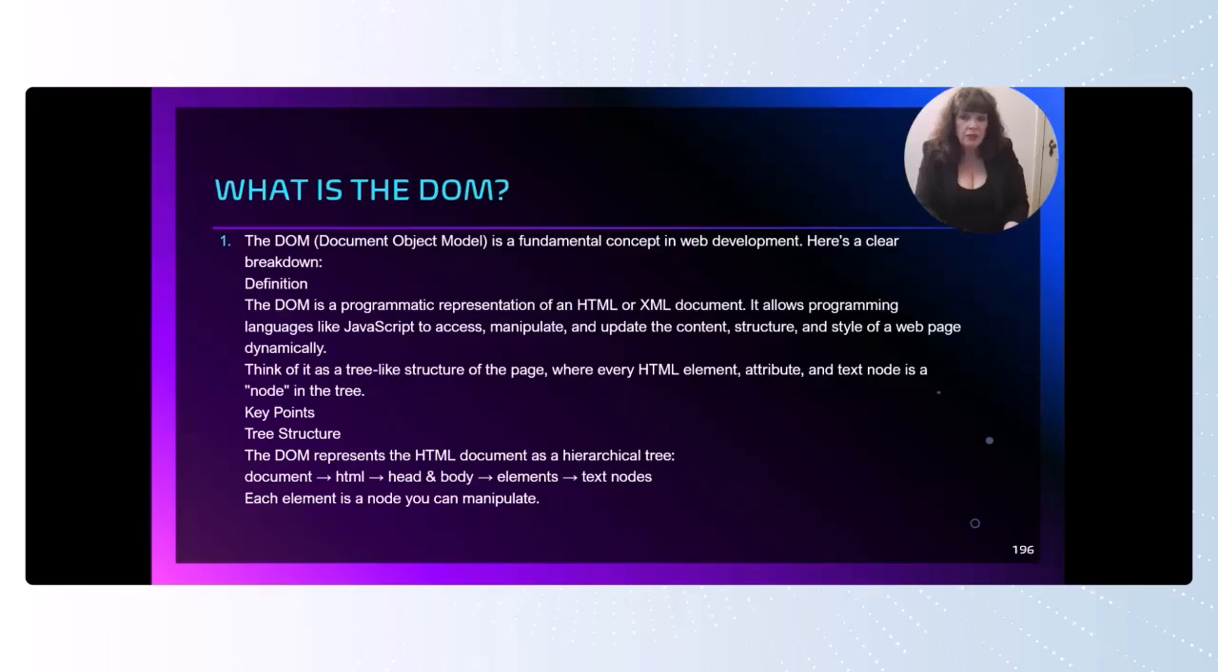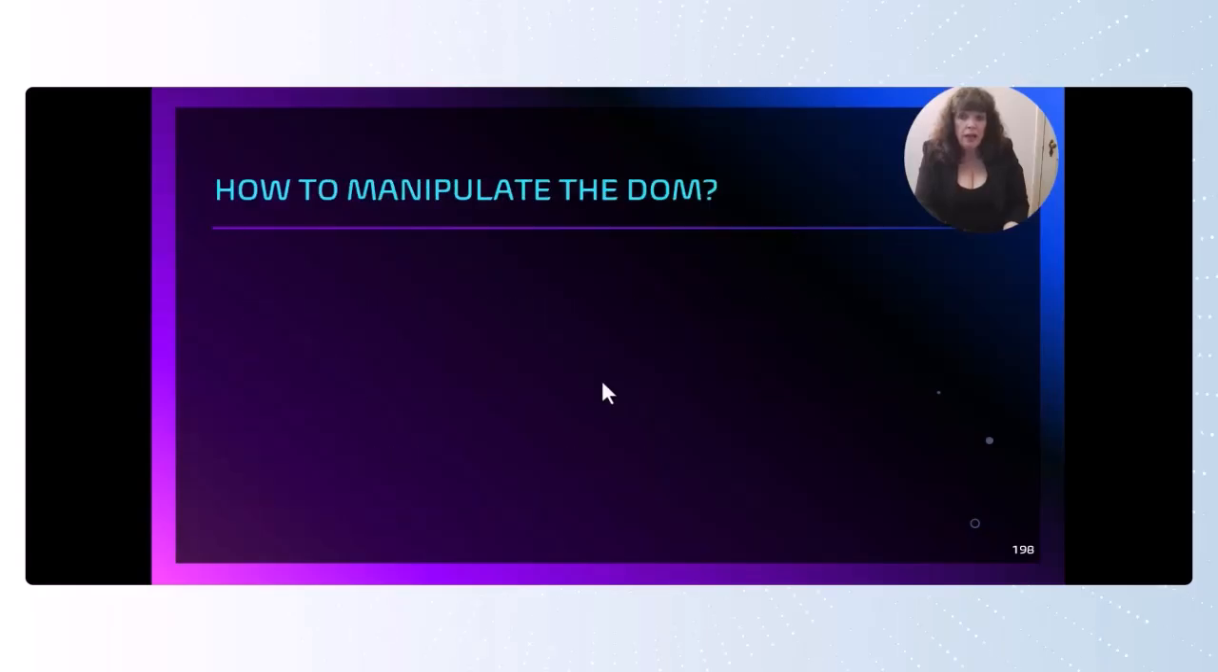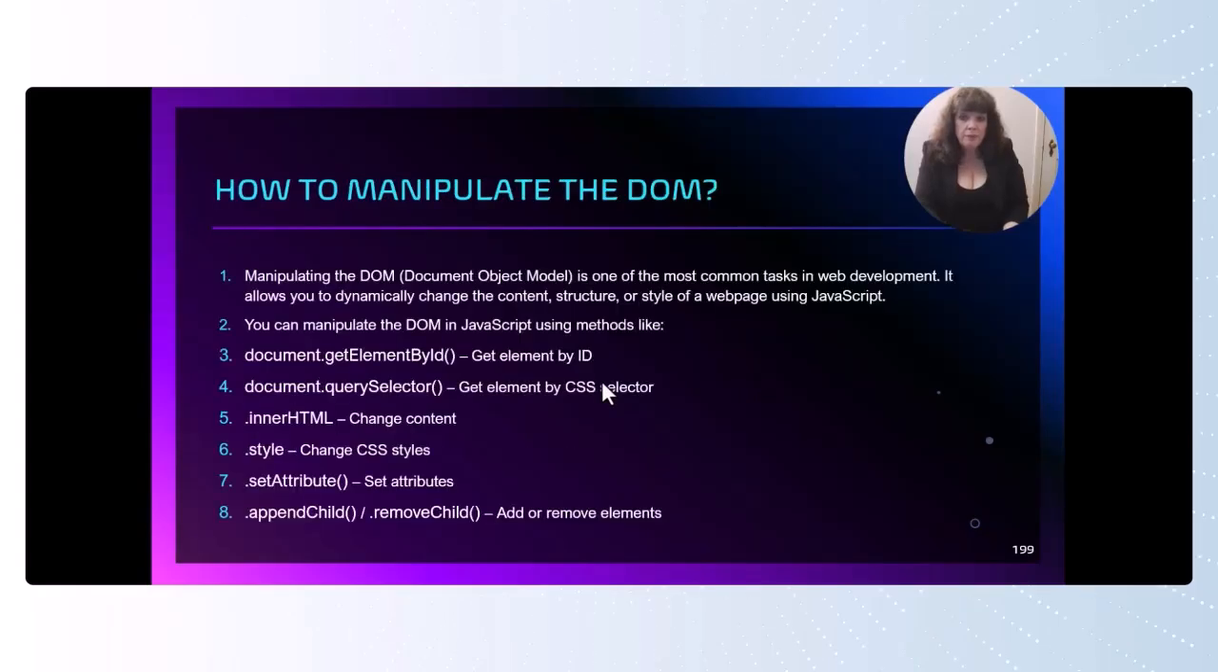It's like a tree-like structure of the page where every HTML element, attribute, and text node is a node in the tree. How do you manipulate the DOM? Manipulating the Document Object Model is one of the most common tasks in web development. It allows you to dynamically change the content, structure, or style of a web page using JavaScript.